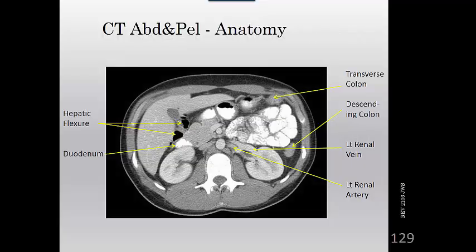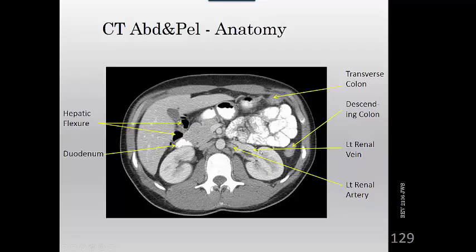Okay, so for the next almost 7 slides, we're going to be talking about the anatomy of the upper abdomen that we just went over. We're starting about mid-abdomen here, right through the kidneys. And up here we have the transverse colon coming in, the descending colon back here. This is all small bowel.